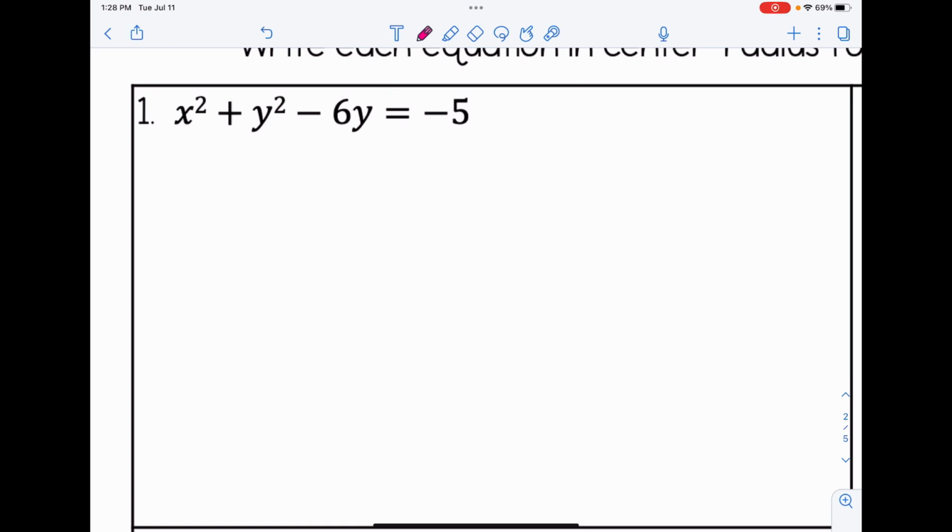All right, this one looks slightly different than our demo problem because there is only one x term. That just means you have less work to do, so that's not a bad thing. So after the two y terms, you're going to leave a space. After the -5, you're going to leave a space to keep that equation balanced. We're going to fill those in with +9s.